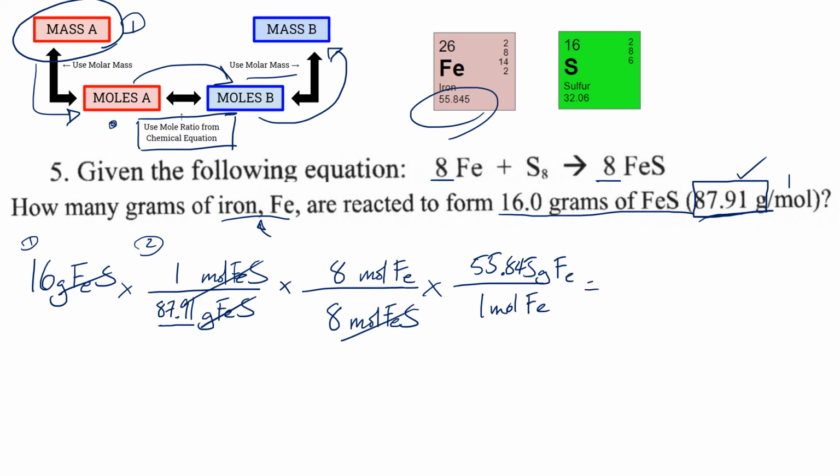So now all we got to do is punch it in. I'm going to start with 16. I'm going to divide it by 87.91. And then I'm going to multiply it by 8, divide by 8, and then finally multiply it by 55.845. And I got 10.2 grams of iron.